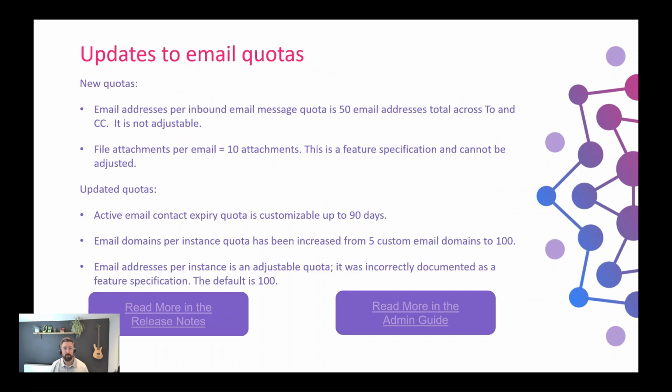Next, we have some quota additions and changes for email. There are some new ones for total email addresses per inbound email and total file attachments per email. So neither of those can be adjusted at present. And then updated quotas for email contact expiry, email domains per instance, and email addresses per instance. So just providing a bit of extra headroom if you do need to update those, you can. And the final one on there was apparently incorrectly documented as a hard limit, whereas it can be adjusted. So quite useful stuff if you're using email there.